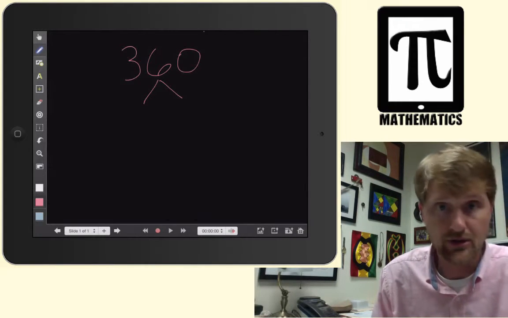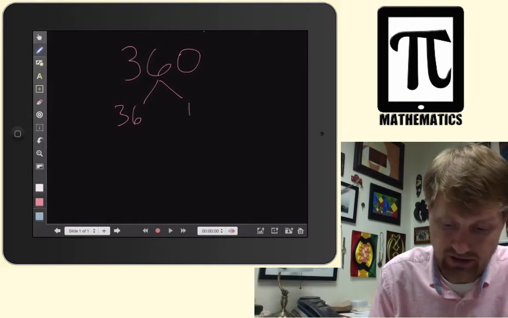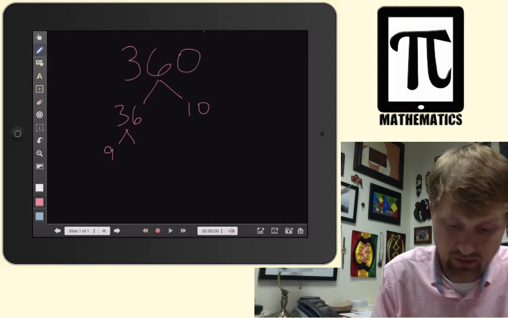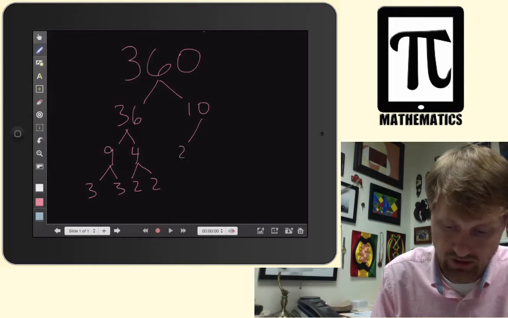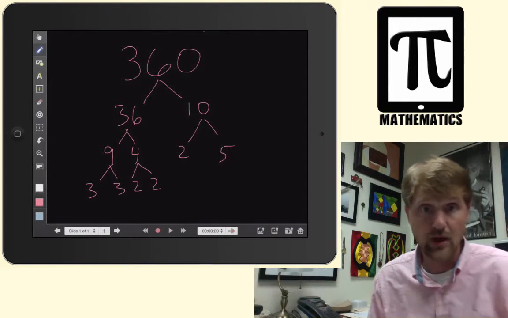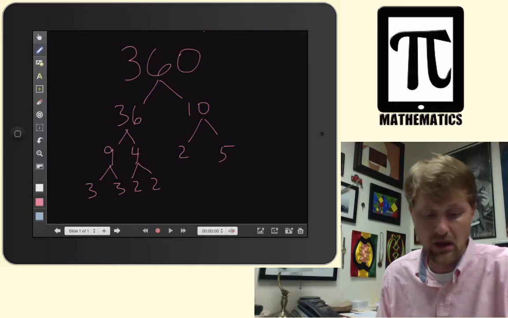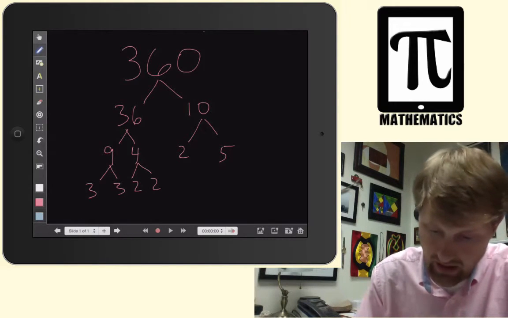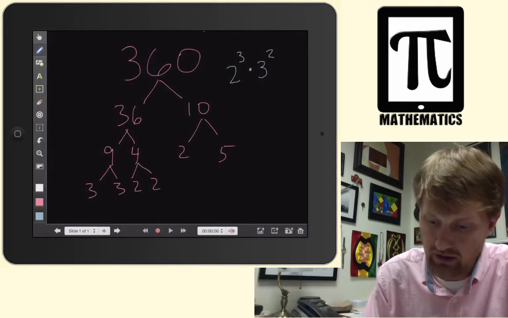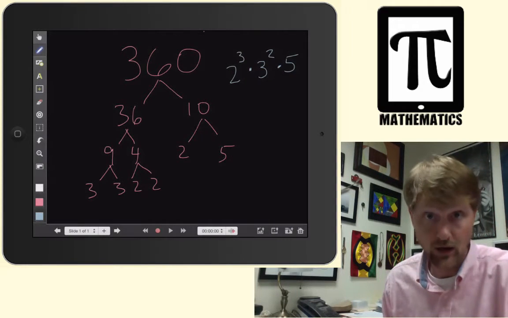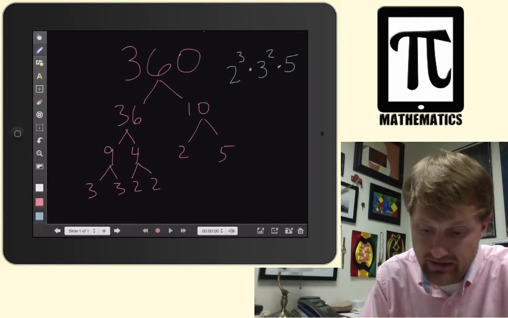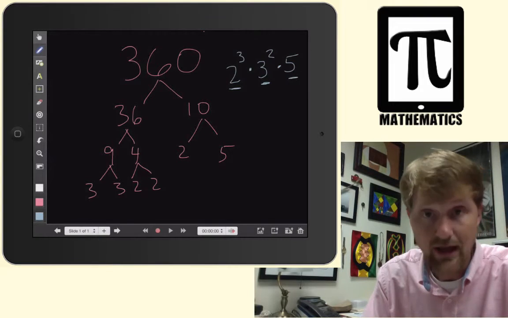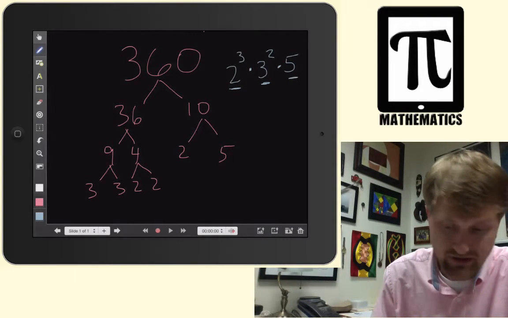We take 360, that's going to be 36 times 10. 36 is going to be 9 and 4. 9 is going to be 3, 3. 4 is 2 and 2. And 10 becomes 2 times 5. So we have our prime factorization, and we can write that as 2 raised to the third power times 3 squared times 5.